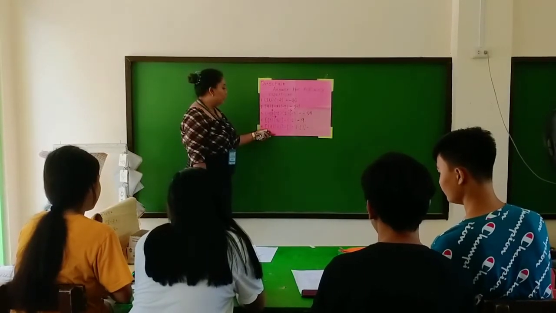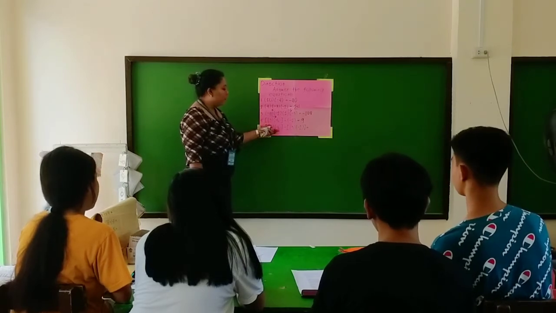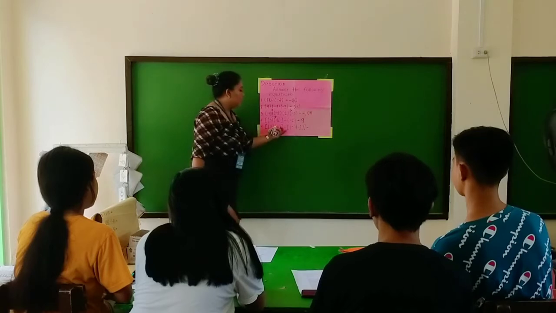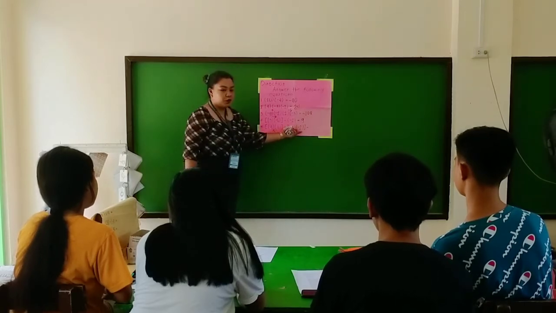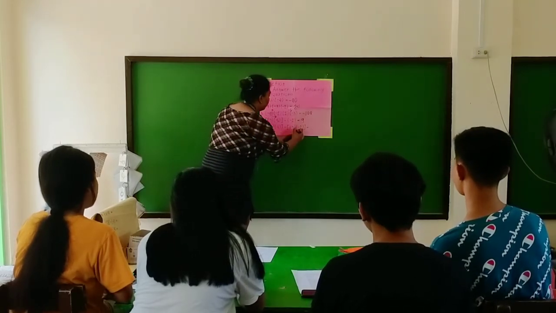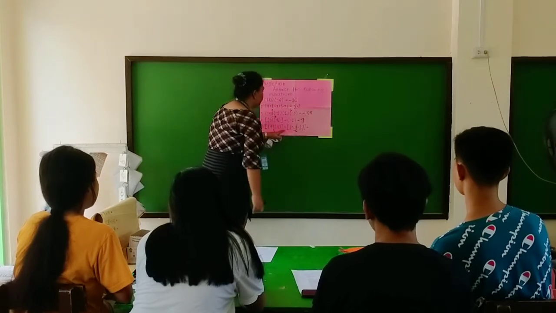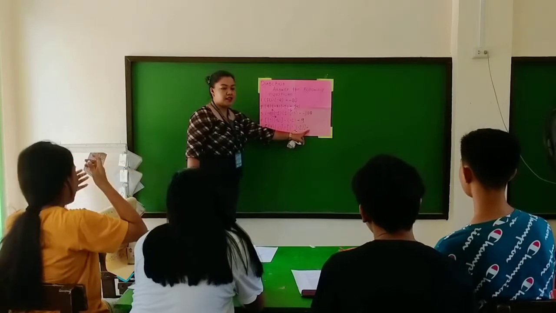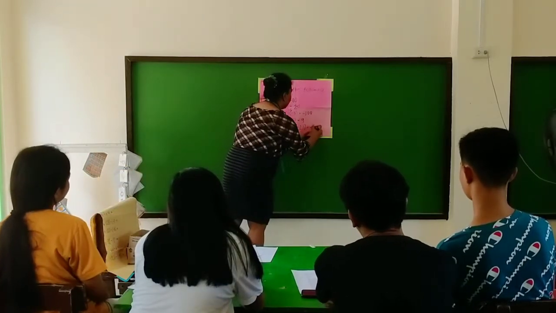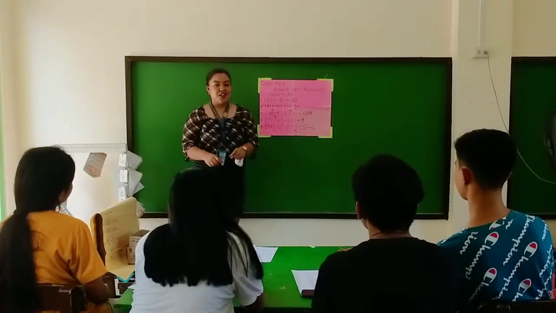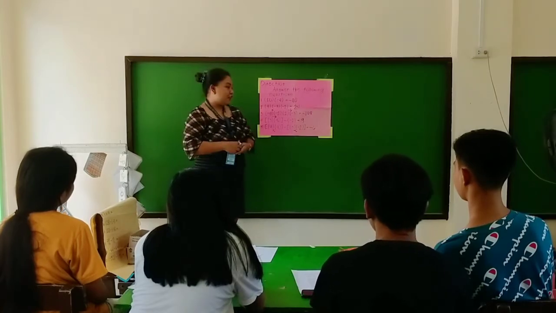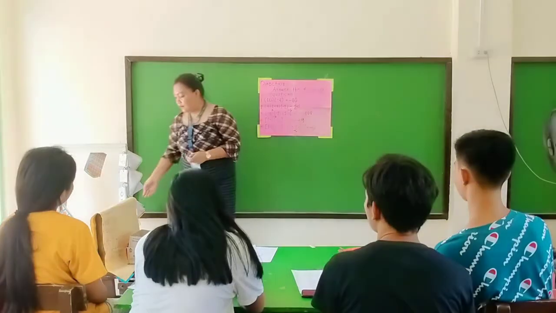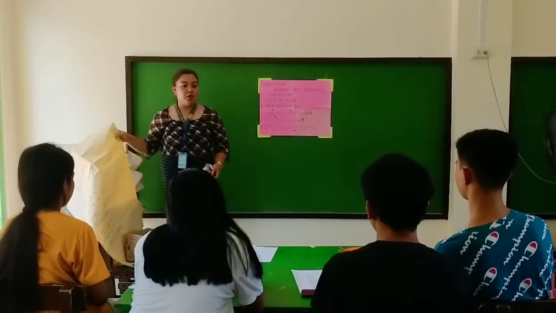And lastly, number 5. 9 times 4 is 36. Okay, very good. Divided by 3 times negative 2, which is negative 6. And when we divide it, 36 divided by negative 6 is negative 6. Okay, class, you really understand our topic this morning. Give yourself a round of applause.